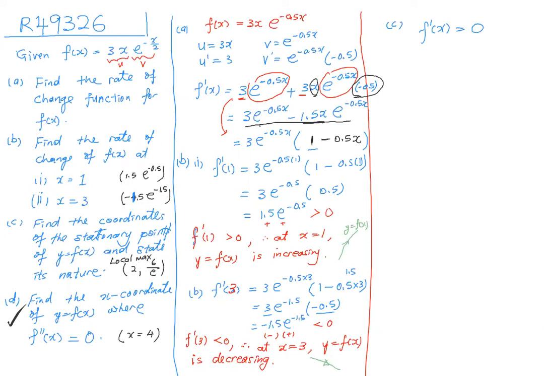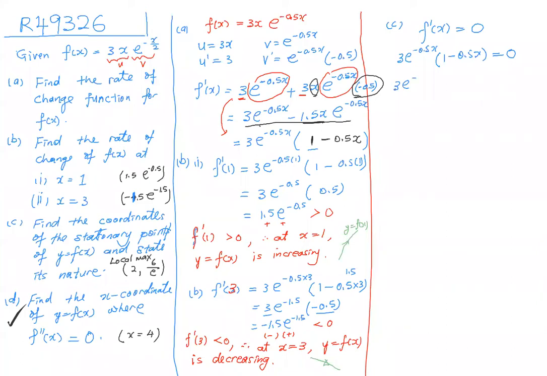3e to the power negative 0.5x, 1 minus 0.5x equal to 0. Okay, so I call another person to tell me what to do next. Krishalini, what should I do next step? If the 3e to the power of negative 0.5x is divided by 0, which is 0.